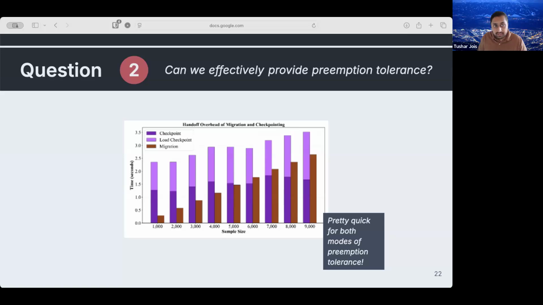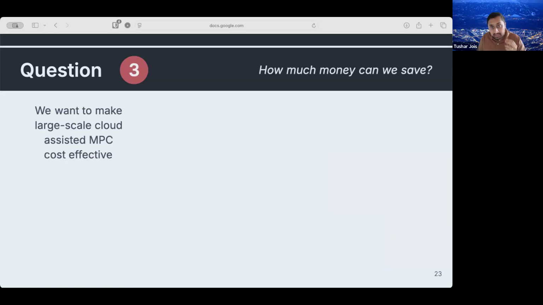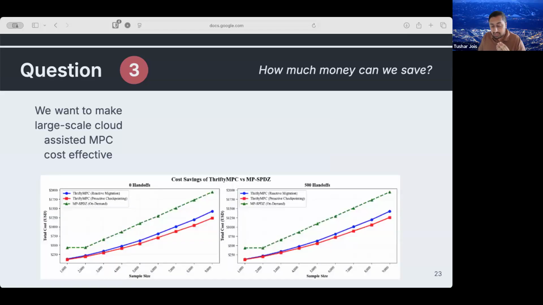But now let's come back to that original point about comparison to MP-SPDZ. Let's put everything together. How much money can we save, right? We wanted to make large-scale cloud-assisted MPC cost-effective. So here is our chart. And we can see here the green is MP-SPDZ on demand. The blue with circle is reactive migration, and the red squares are proactive checkpointing.